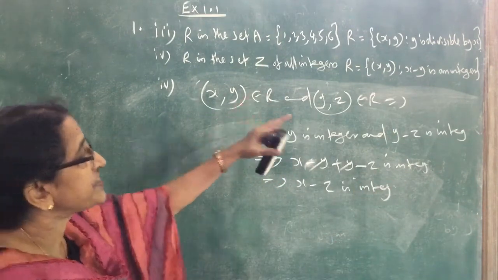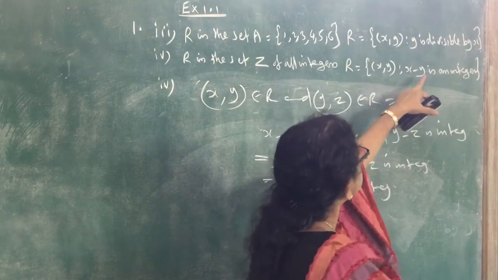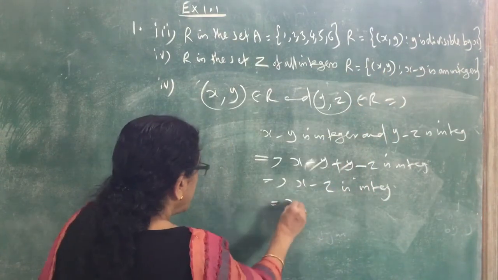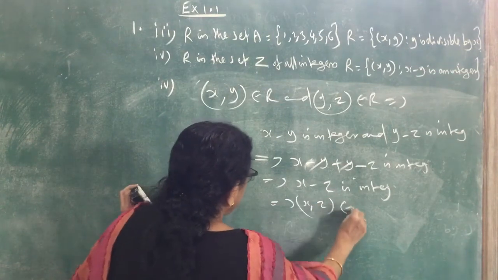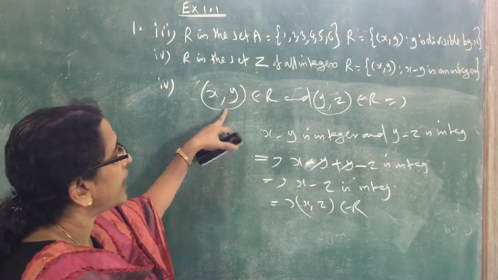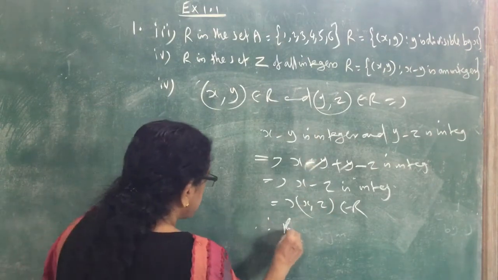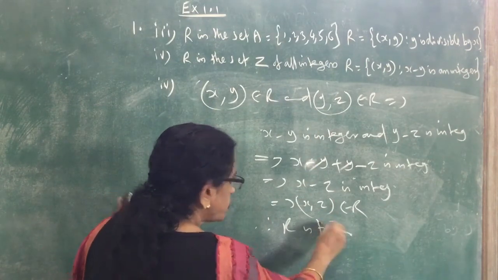From this, by definition, what can we write? x minus y is an integer means (x, y) belongs to R. So x minus z is an integer means (x, z) belongs to R. So what we got: (x, y) belongs to R and (y, z) belongs to R implies (x, z) belongs to R. So R is transitive. We proved R is transitive.